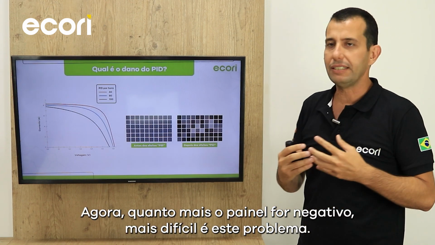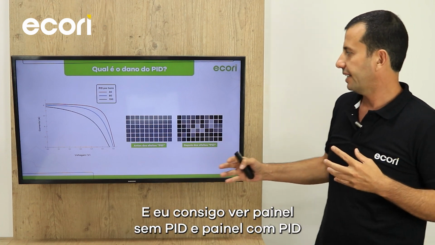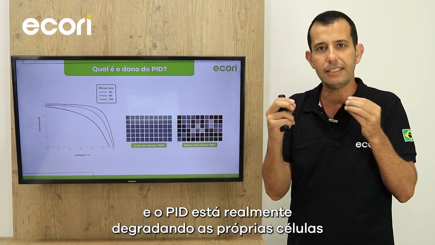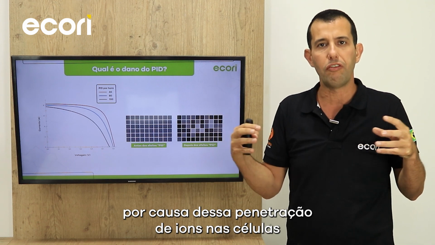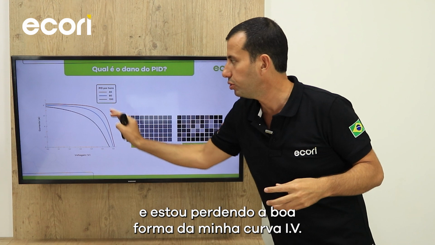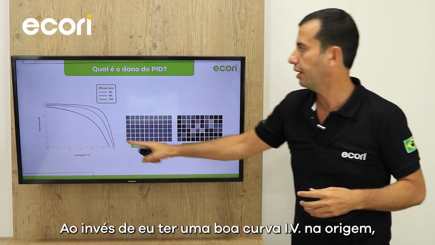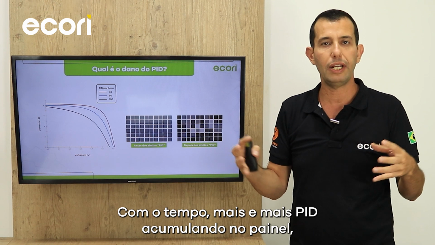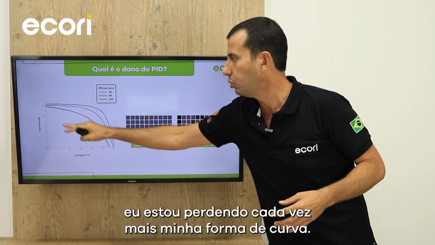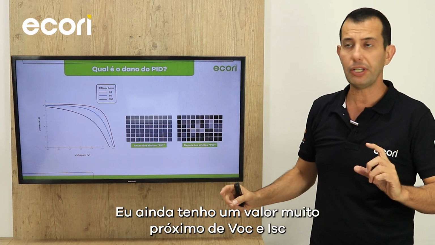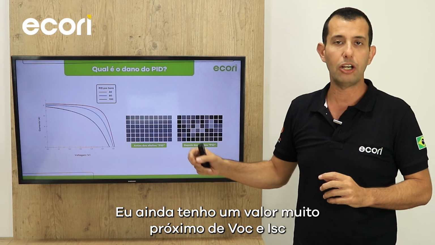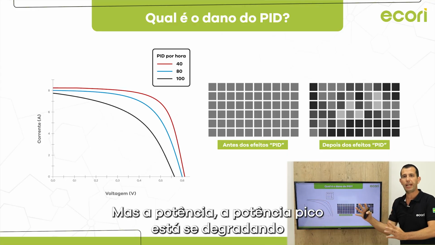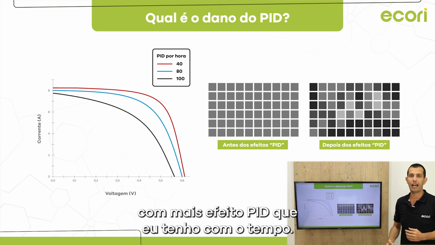Now, the more negative the panel is, the harder this problem. I can see a panel without PID and a panel with PID, and the PID is actually degrading the cells themselves because of this penetration of ions into the cell, and I am losing the nice shape of my IV curve. Instead of having the nice IV curve I have in the origin, with time, the more PID accumulated in the panel, I'm losing my curve shape. I still have very close V open circuit and I short circuit of the curve, but the peak power is degrading with the more PID effect I have with time.